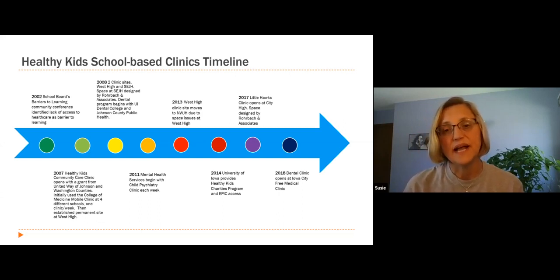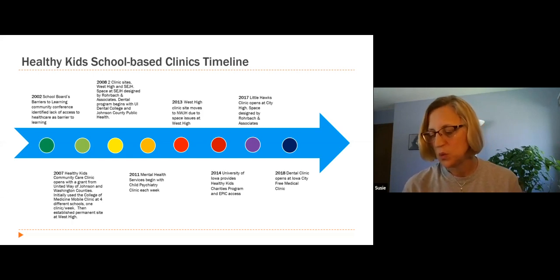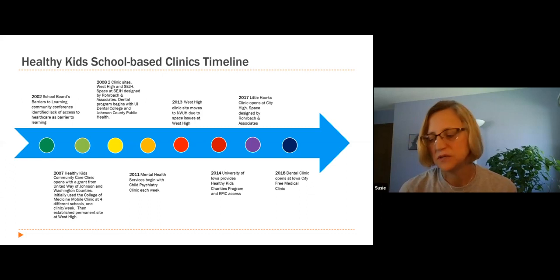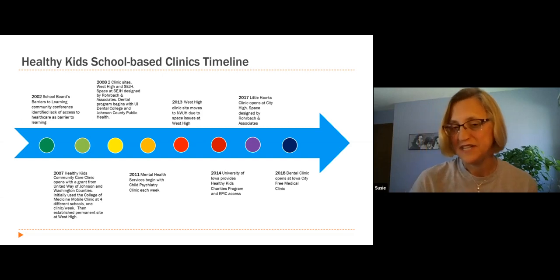We added a child psychiatry clinic 1 morning a week back in 2011. And then we added our own dental clinic, which is housed at the Iowa City Free Medical and Dental Clinic. And it is staffed by a volunteer dentist and Rotarian, Dr. Art Nowak.